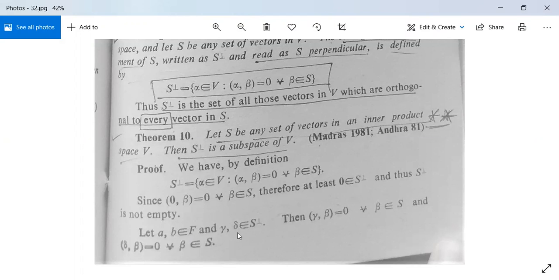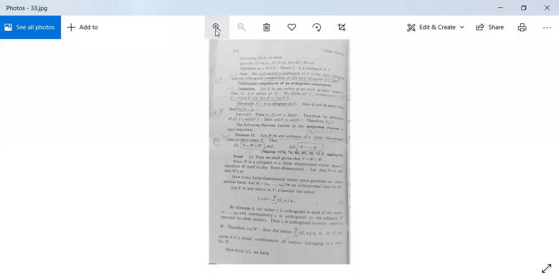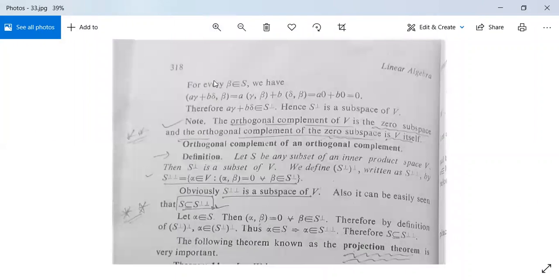Let a, b belongs to F and let gamma, delta belongs to S perpendicular. Then gamma beta will be 0 by the definition for all beta in S, and delta beta will also be 0. Delta beta is equal to 0 for all beta in S. क्यों? क्योंकि gamma, delta हैं S perpendicular में, where alpha beta is equal to 0 for all beta in S. For every vector beta in S, we have a gamma plus b delta beta is equal to a gamma beta plus b delta beta, and this is equal to a into 0 plus b into 0. This is equal to 0. Therefore, a gamma plus b delta belongs to S perpendicular. ठीक. Hence S perpendicular is a subspace of V.